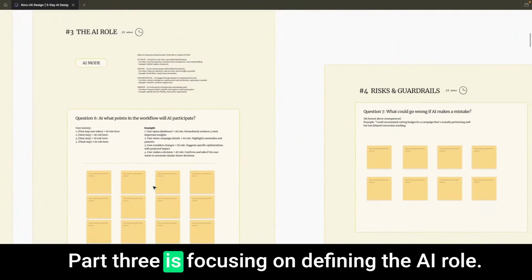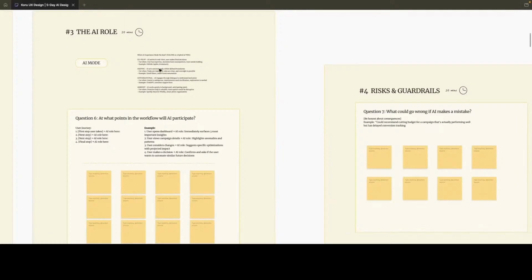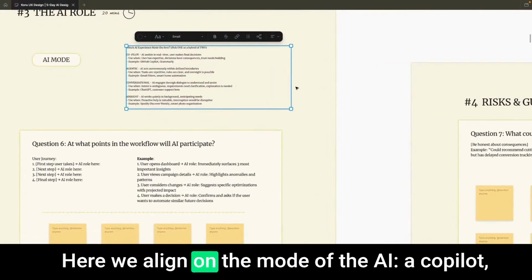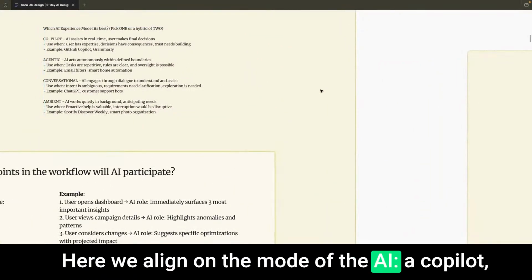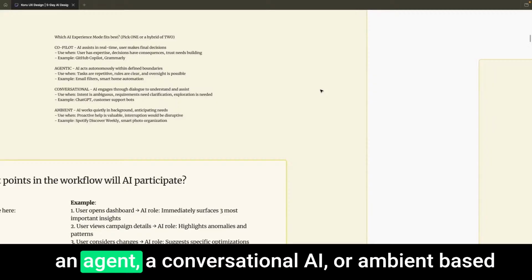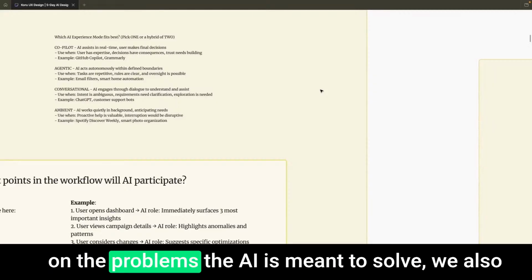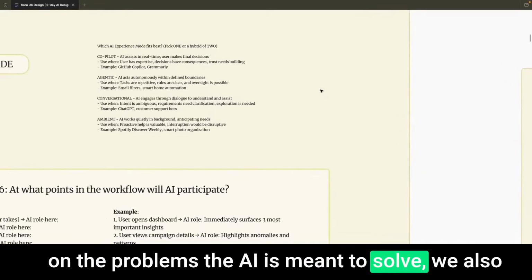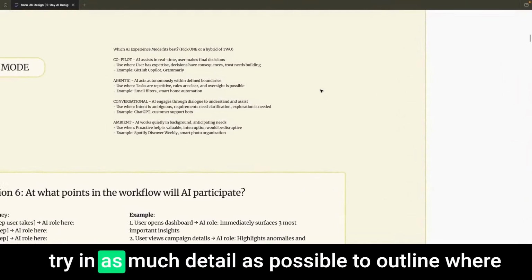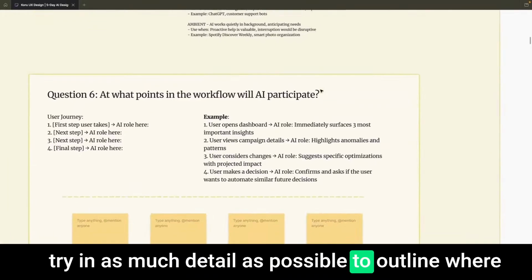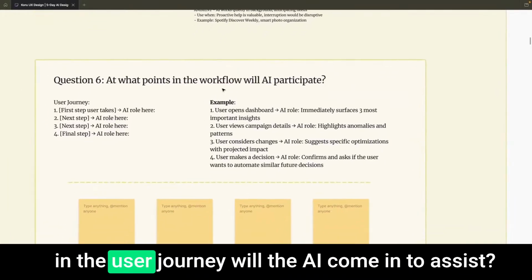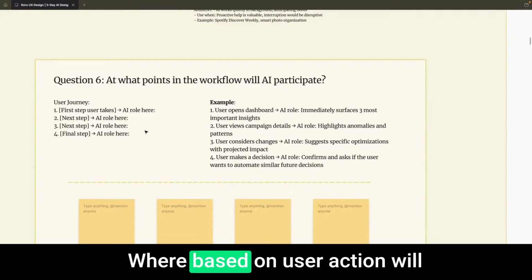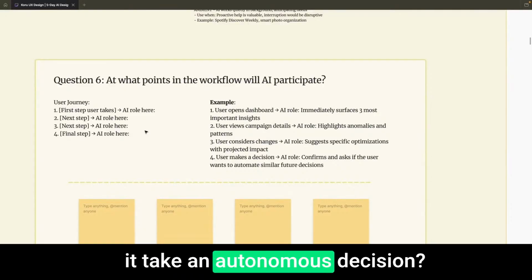Part 3 is focusing on defining the AI role. Here we align on the mode of the AI: a co-pilot, an agent, a conversational AI, or ambient, based on the problems the AI is meant to solve. We also try, in as much detail as possible, to outline where in the user journey the AI will come in to assist. Where, based on user action, will it take an autonomous decision?